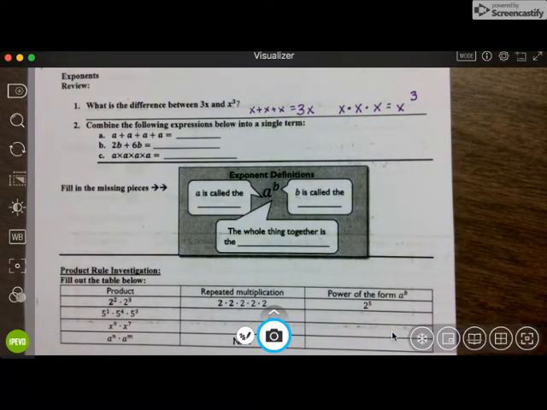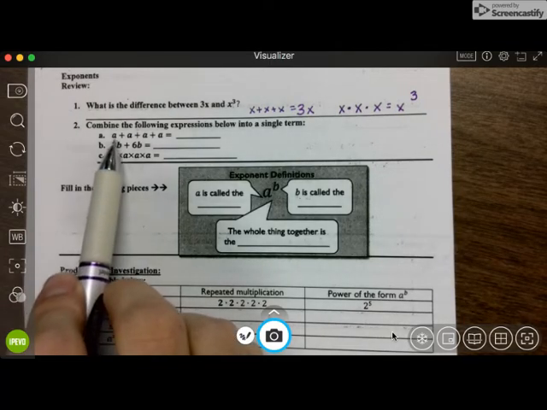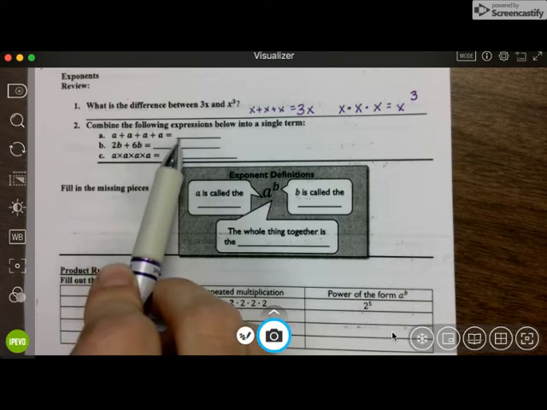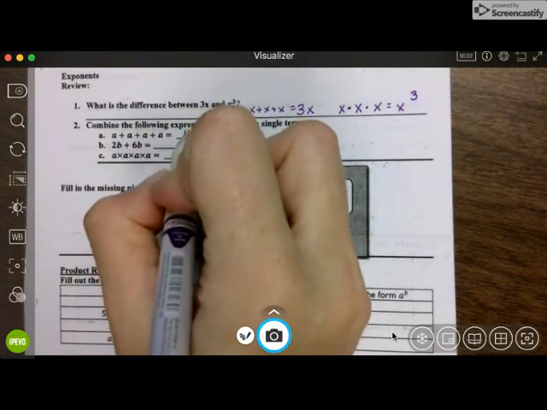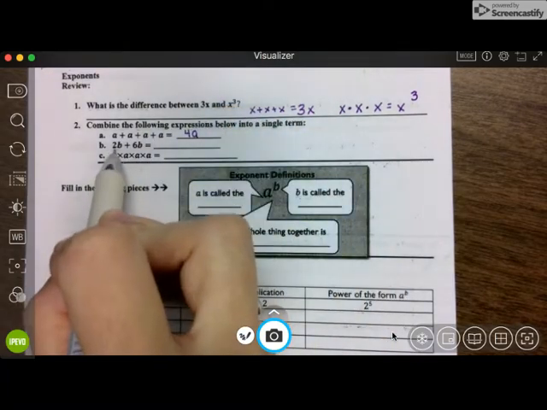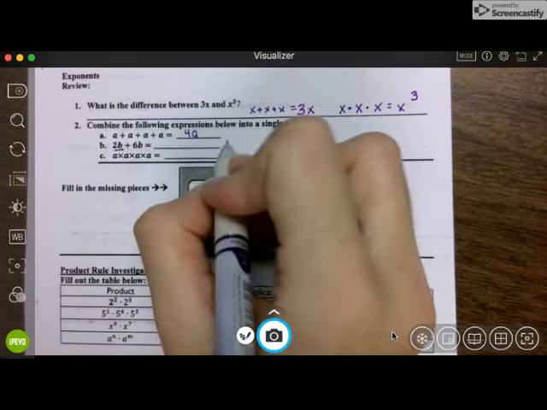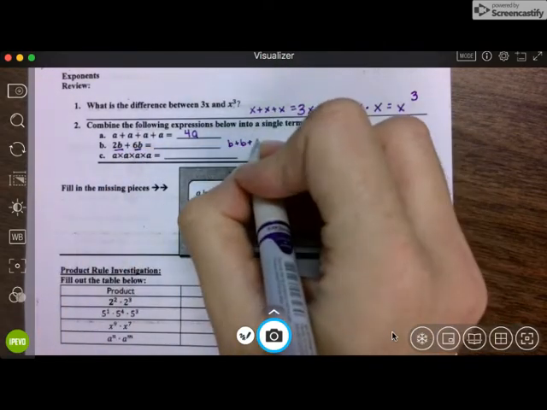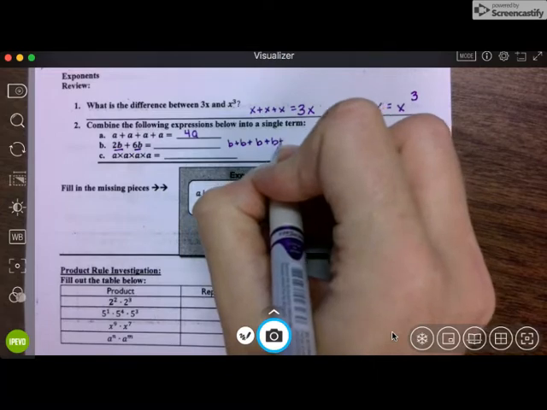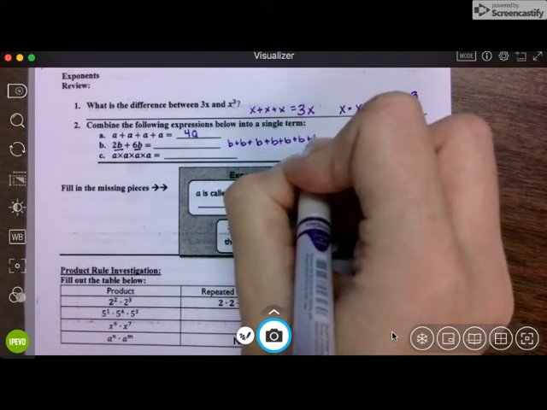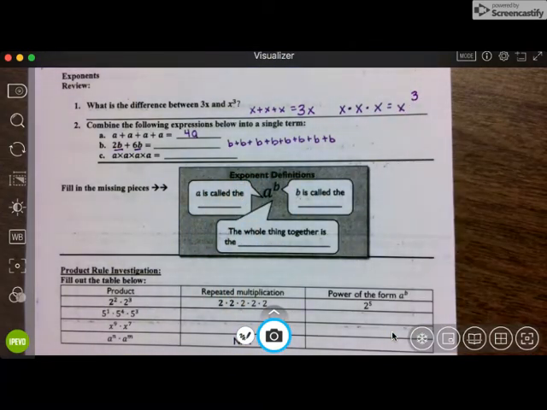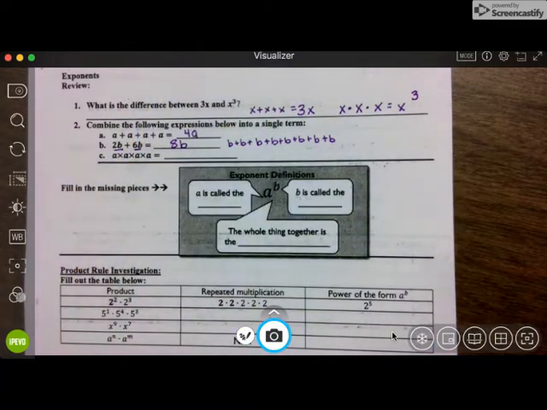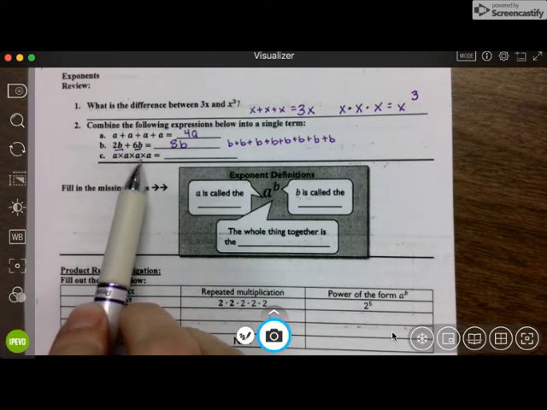Okay? So if you look here, a plus a plus a plus a, how many a's is that? 4. This represents 2 b's. This represents 6 b's. So how many b's do you have? 8 b's. Okay? Whereas this one has multiplication signs in the middle.